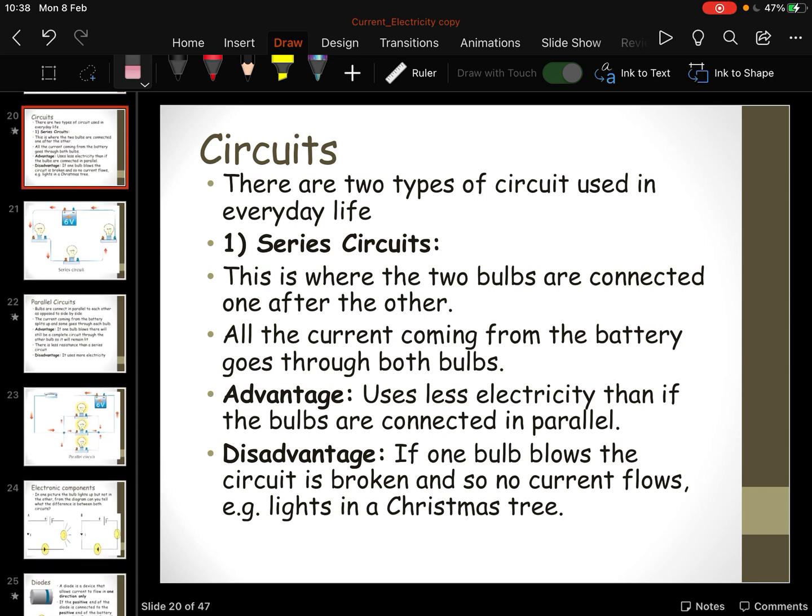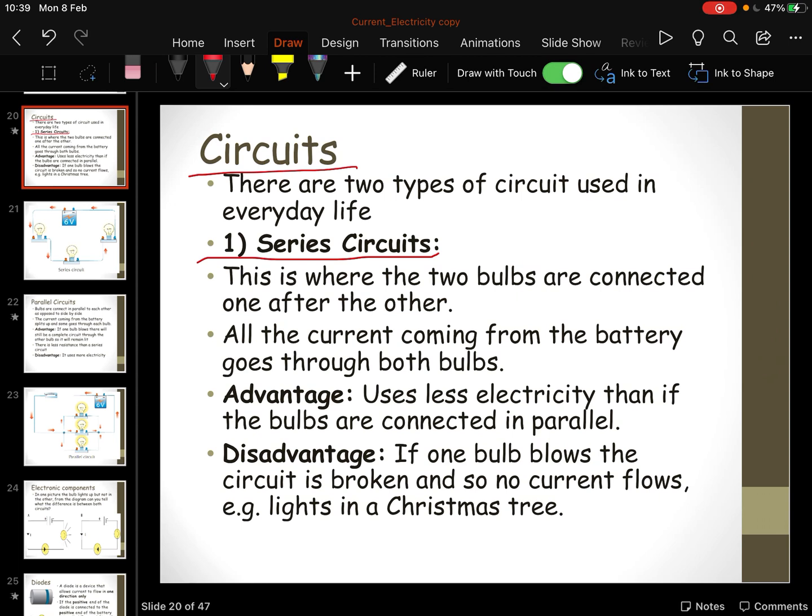Okay, so circuits. There are 2 types of circuits used in everyday life. So the 2 circuits we're going to do, your next heading, guys, is circuits. The first one is a series circuit. So there are 2 types: series and parallel. Now, you made them back when we did the circuit packs before lockdown, before Christmas. Well, we'll refresh it here now.